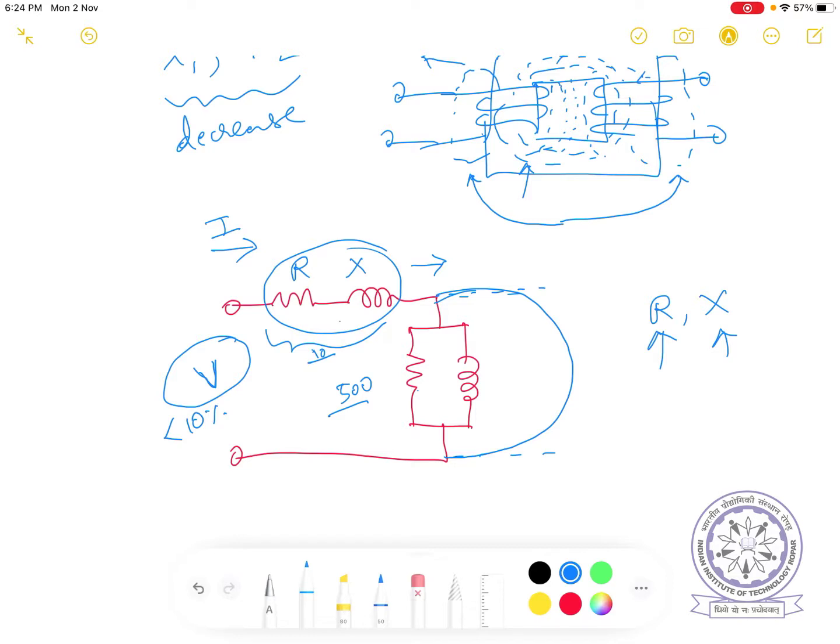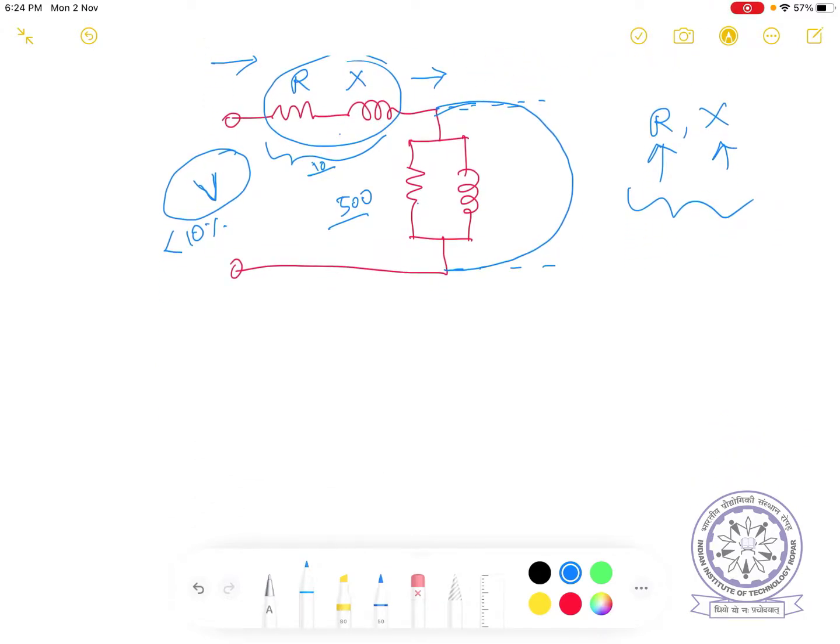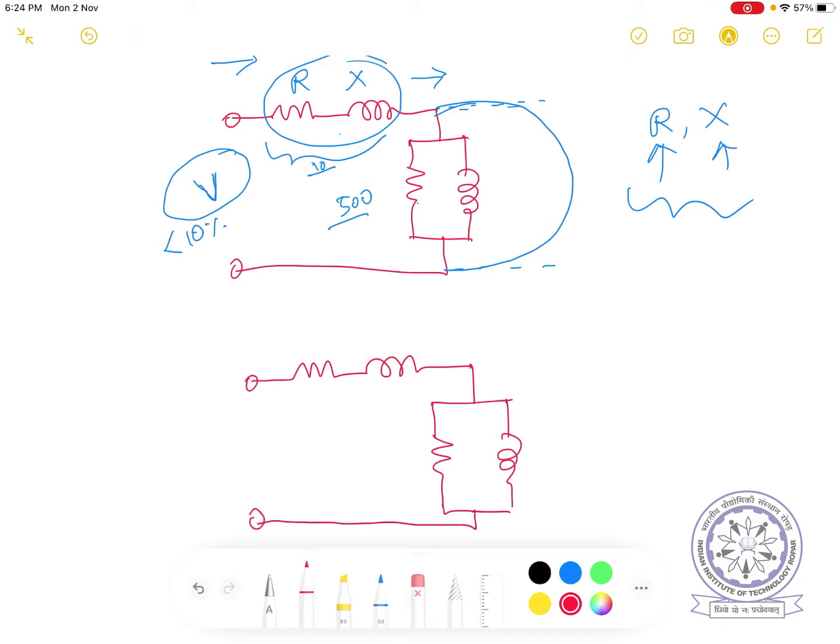Then the second one is the open circuit test. In the open circuit test, what will happen? Here, this is the equivalent circuit, and now these terminals are open. As already told, this shunt branch is around 500%, and this series branch is around 2 to 10%.